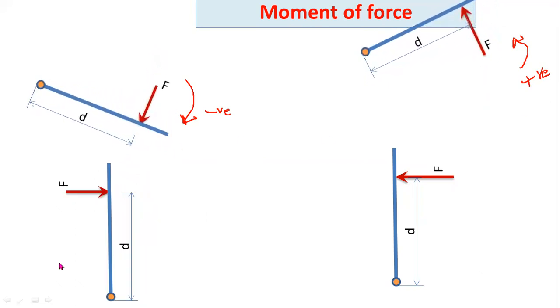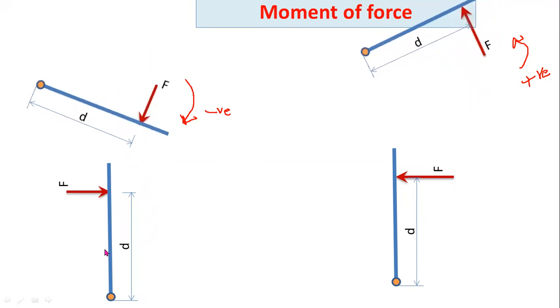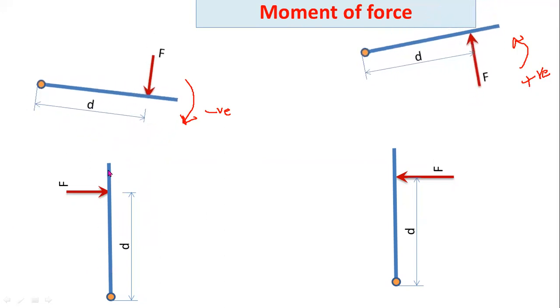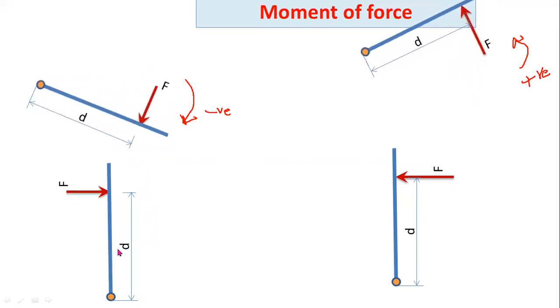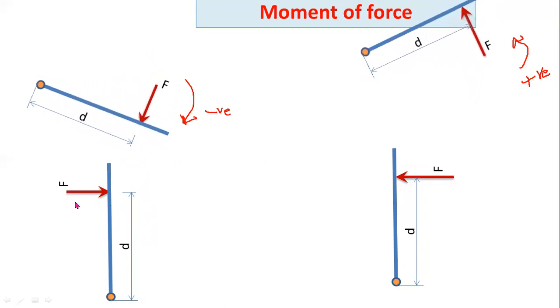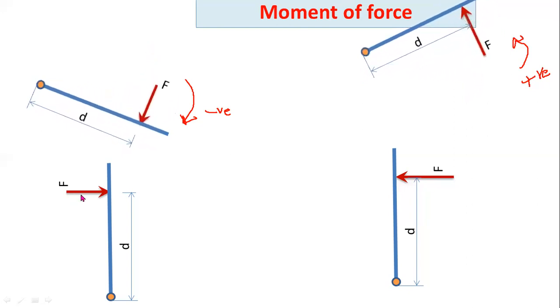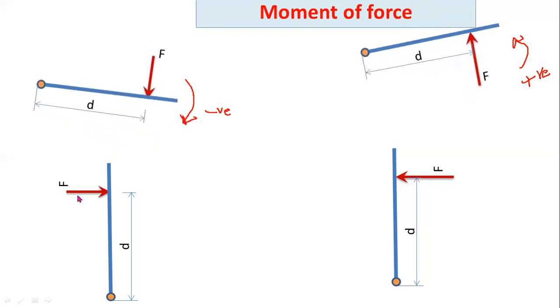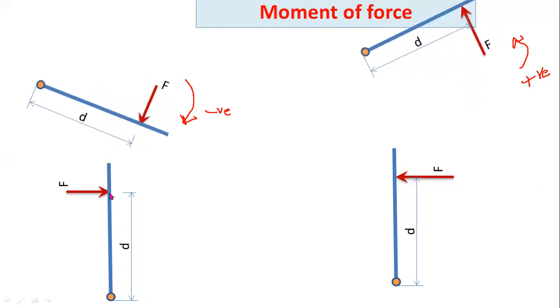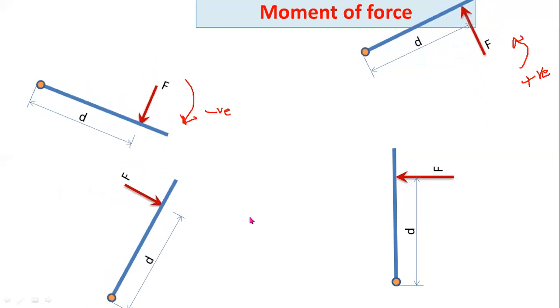Now we have to observe this case. In this case, this is the position of the given rod. Here, this is the direction of a load. When the load is acting on the rod, the rod moves in the direction like this.